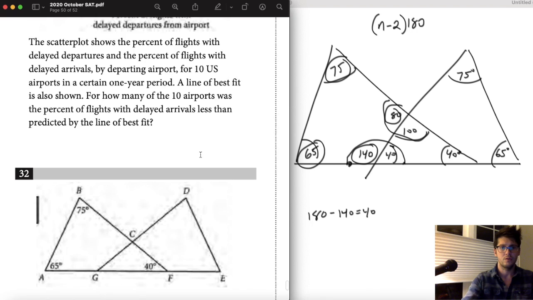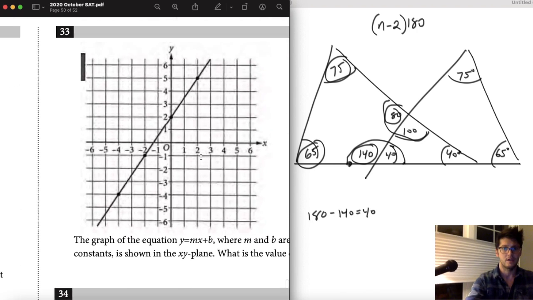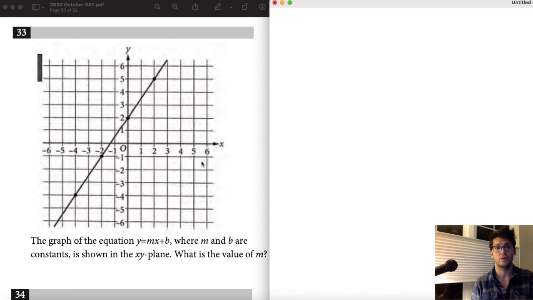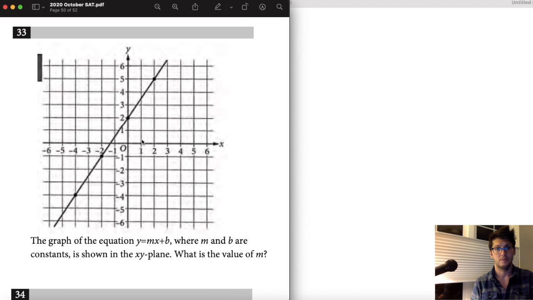33, what is the value of m, they ask. Okay. The slope, sure, we can calculate the slope. First thing I did was check to see if the grids were actually 1-to-1, making sure this wasn't like 10, 20, 30, 40 or 2, 4, 6, 8. But they're not. So this one's actually fairly straightforward. The slope is up 1, 2, 3 over 2, slope of 3 over 2.